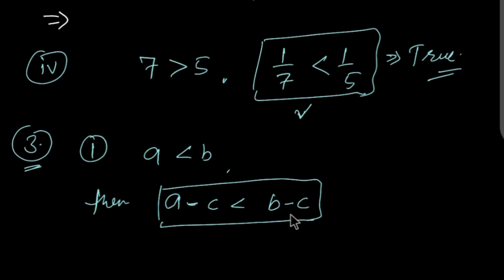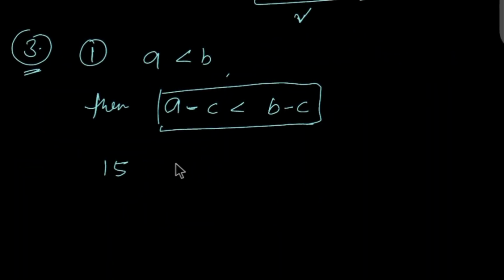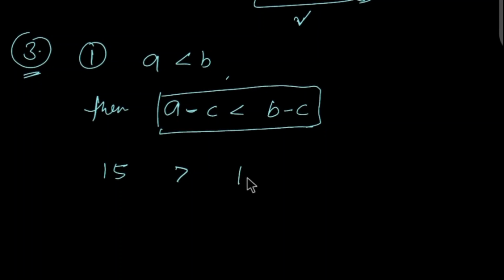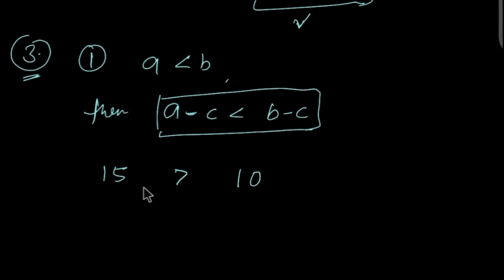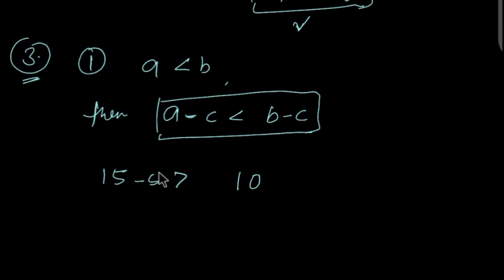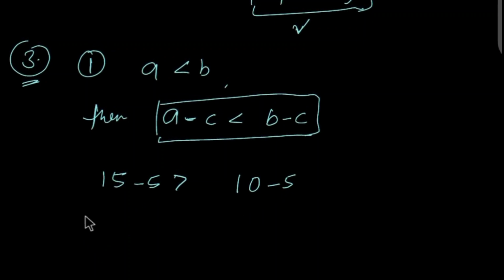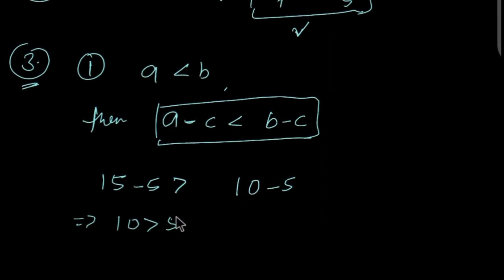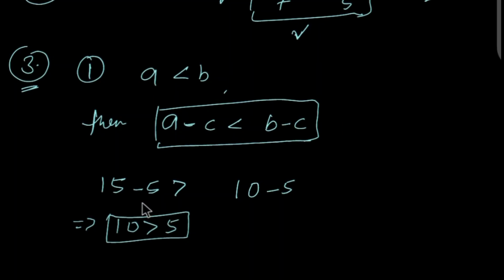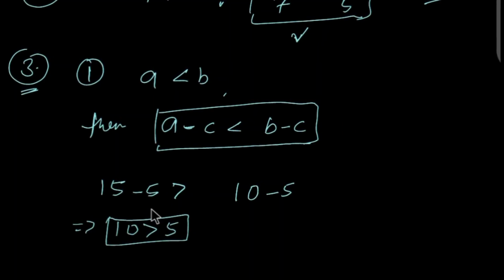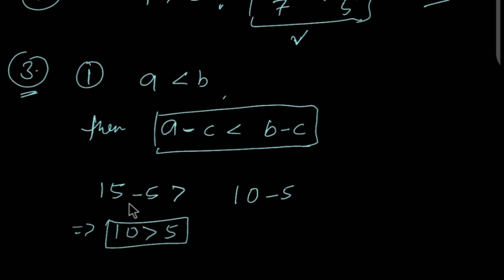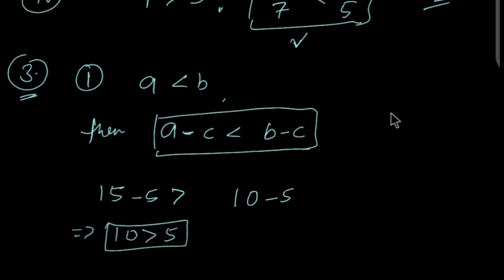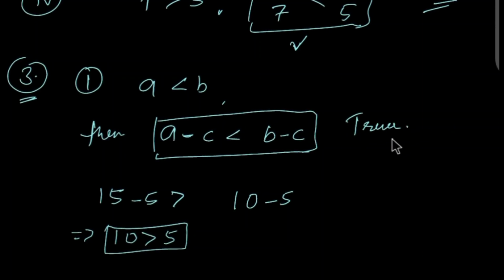I told you in the previous cases, if any number is added or subtracted in the inequality, there is no change in the inequality. Like I told you, if 15 is greater than 10, we subtract 5 from both sides. You will see 10 greater than 5, or you can subtract 20 from both sides, same thing will happen, no change in the answer. So this is a true statement.